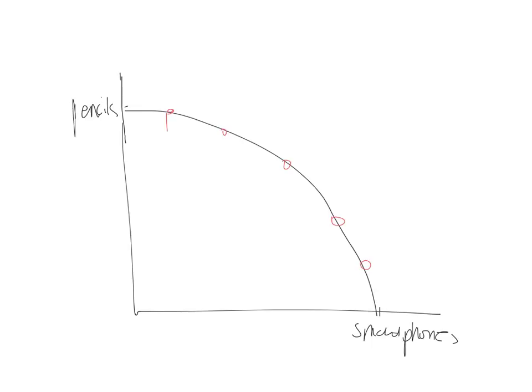So as you go, the slope would get bigger and bigger, which means that it will take more resources to make smartphones compared to the other instance. And it ultimately means that the resources are not equally suited to the production of both pencils and smartphones. And these were the two curves for production possibilities.